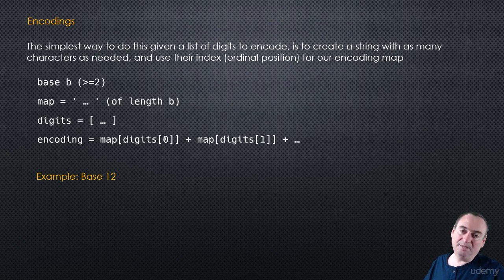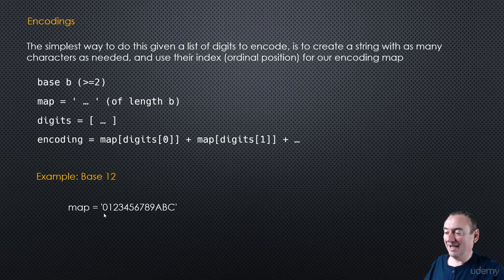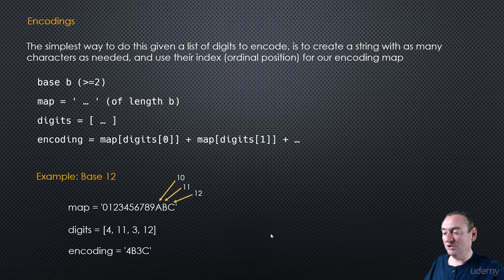Let's take a look at a more concrete example. Let's say we look at base 12, and therefore our map would be 0, 1, 2, 3, 4, 5, 6, 7, 8, 9, A, B, C, right? Where A would be 10, B would be 11, and C would be 12. Let's say our digits are 4, 11, 3, and 12. That was the list of digits that we got back from our previous algorithm. Then the encoding would be 4, B, because 11 is B, 3, because 3 is 3, and C, because 12 corresponds to C, right? So that would be our encoding.